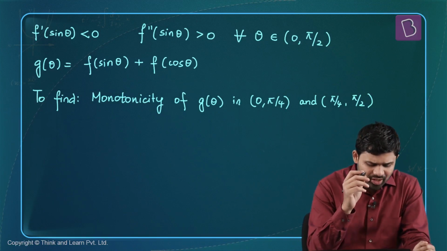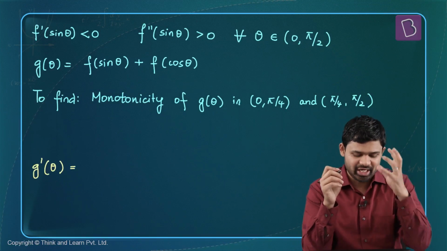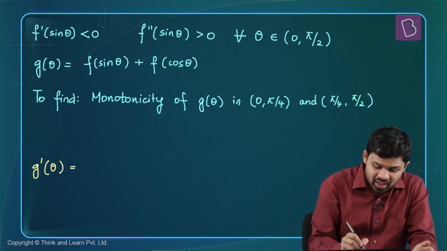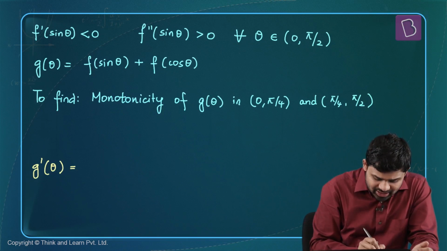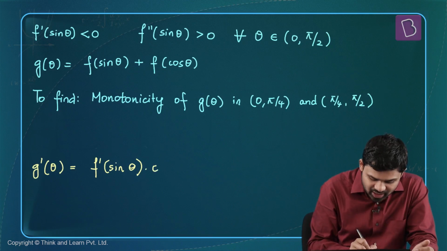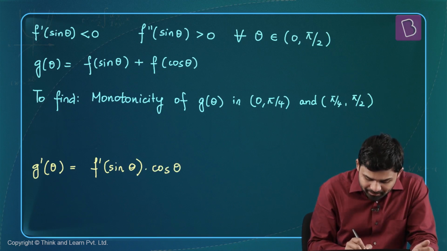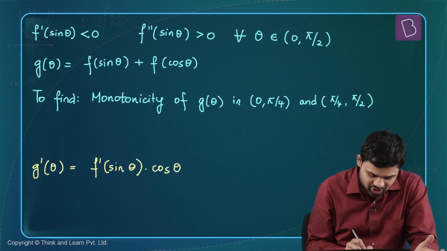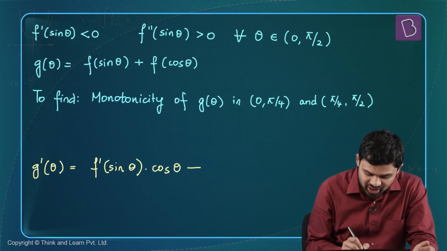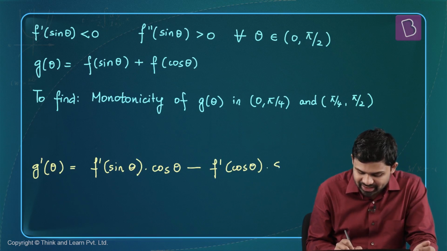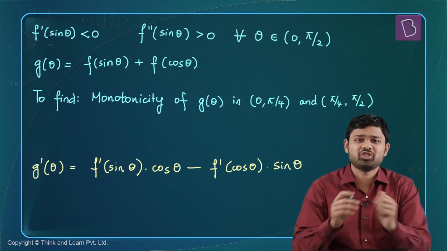First of all, what is g dash of theta? Because we need to find out the monotonicity of g. Let's try and find out what is g dash of theta. Now g dash of theta is nothing but f dash of sine theta, and then I need to use the chain rule of differentiation, which will give me cos theta, plus f dash of cos theta into negative sine theta, which is because of the chain rule. So I'm going to write a minus here, minus f dash of cos theta into sine theta. So this is g dash of theta.